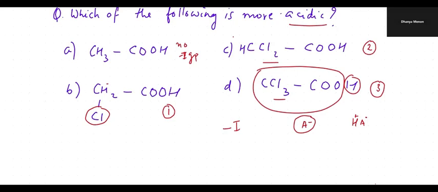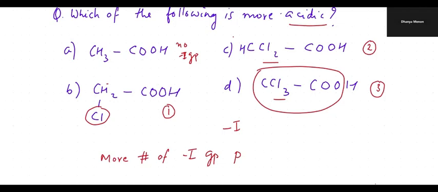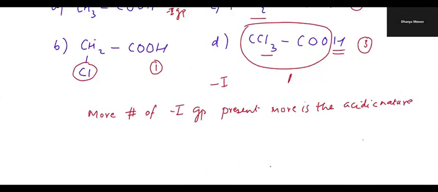So we just learned a while ago, the more the number of minus I groups present, the more is the acidic nature, because it will lose the H plus ions more readily, because this conjugate base A minus is more stable. Not strong, sorry, it's stable.